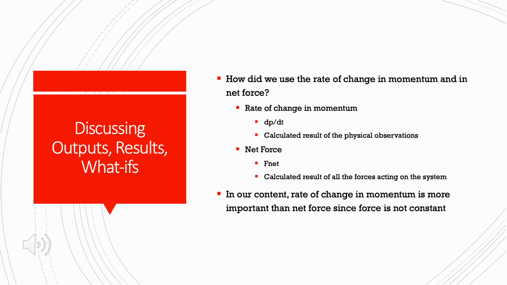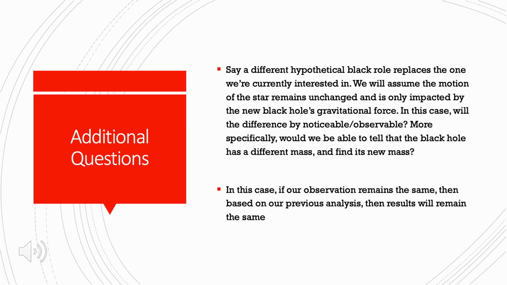So now let's imagine the black hole whose mass we found was removed, and a different black hole was later placed in the same location. Let's assume the motion of the observed star remains unchanged and is affected only by the gravitational force of the new black hole. Will we be able to tell the difference? Will we be able to tell that this new black hole has a different mass and find its new mass? Because we base all of our research solely on our observations of the star's trajectory, if the trajectory does not change, our velocity vectors, momentum vectors, and net force vectors will all be identical. So no, we will not be able to determine the mass of the new black hole.